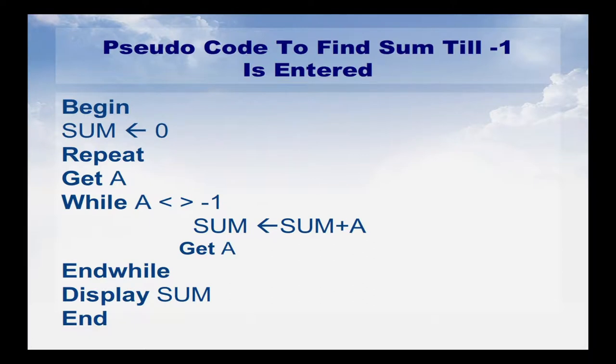Again, if A happens to be a positive number, again the number A will be added to the sum. This process will repeat as long as the user chooses to enter a positive number. But as the user enters minus 1 as the input, the condition becomes false and we exit the loop. And finally, we display the sum.